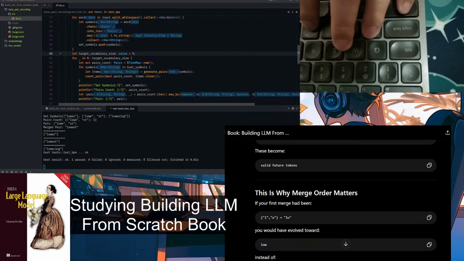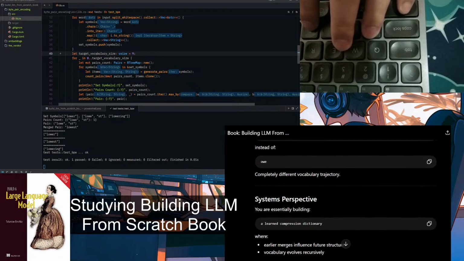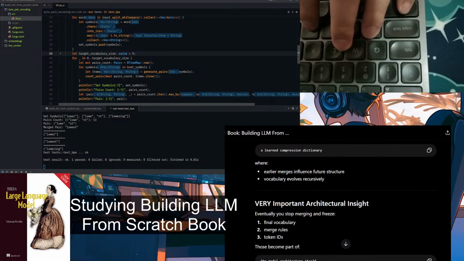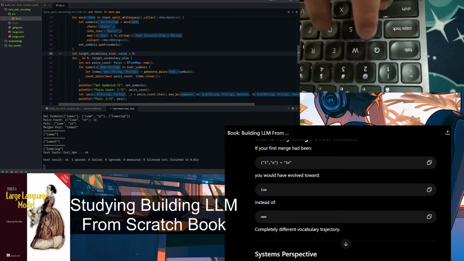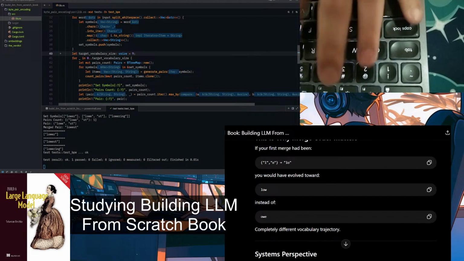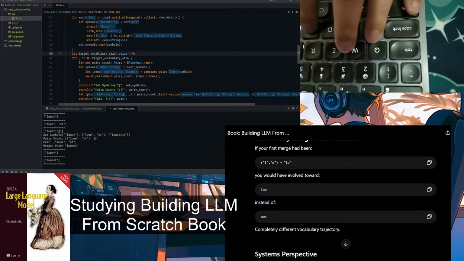And also I cannot run a large parameter model since I only have 12 GB RAM on my GPU. 12 GB RAM, not 12 RAM. 12 GB RAM.